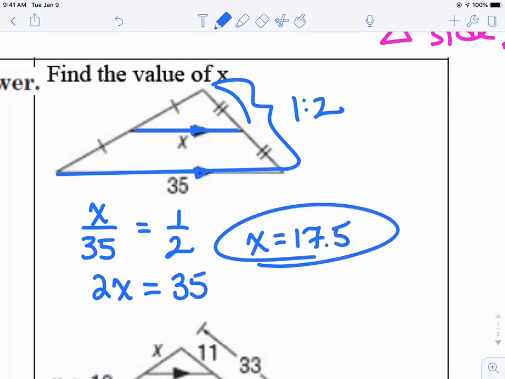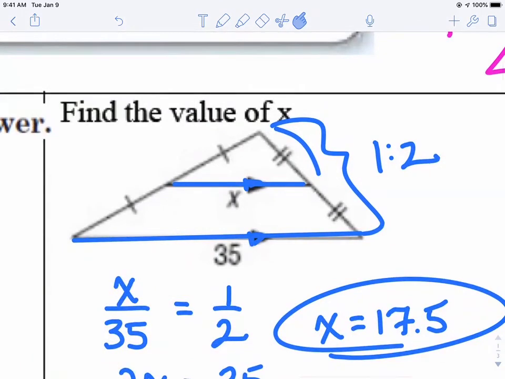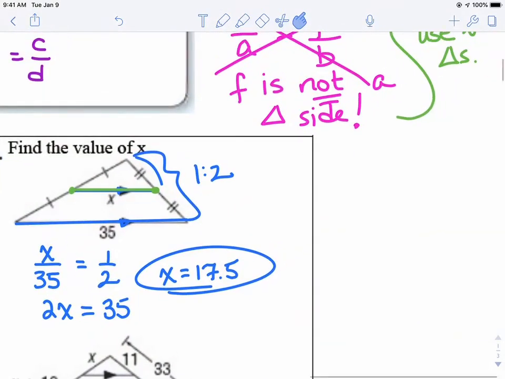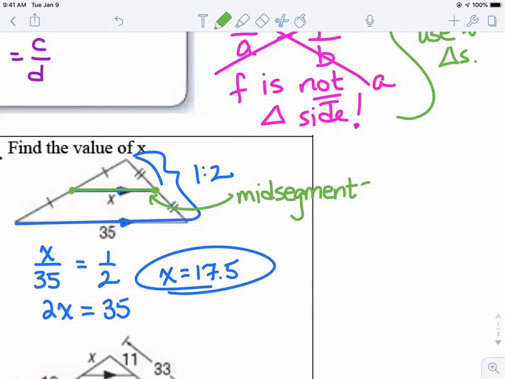Now, you might also notice that that's a mid-segment. Remember that a mid-segment joins the midpoints of two sides of a triangle. This segment is a mid-segment, and this is working because those are midpoints. That won't always be a mid-segment just because it's parallel. On this one, it's joining midpoints, so it's a mid-segment.